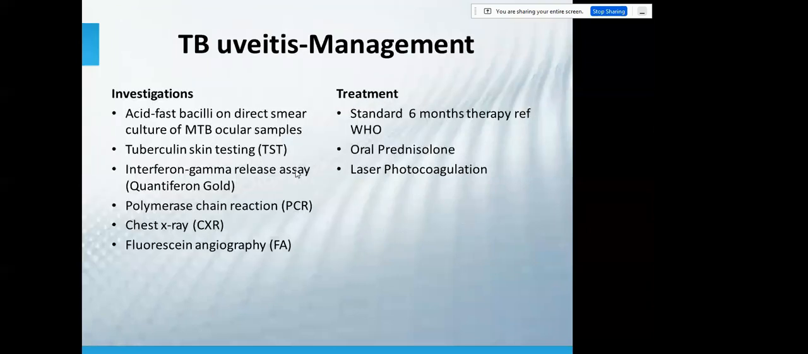So how do you manage this? It is nothing different from the TB that you know. It's the standard 6-month therapy as per WHO. You may have to add steroids like prednisolone. And then if there's a lot of damage and bleeding, the only extra thing you might send for us to do is laser photocoagulation. The tests and everything else are the same as what you know for TB. You may do skin tests, quantiferon gold, PCR, chest X-ray, and an angiography may be necessary to look for leakages or new vessels.